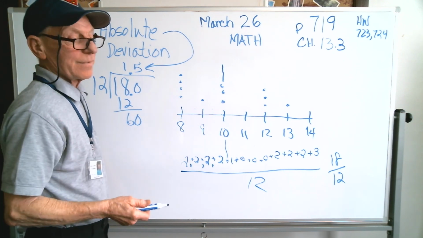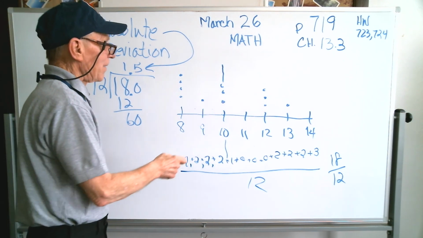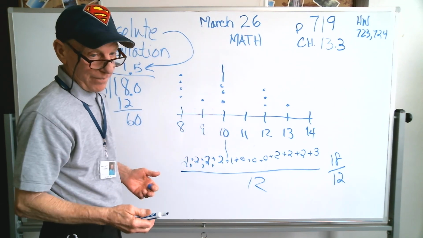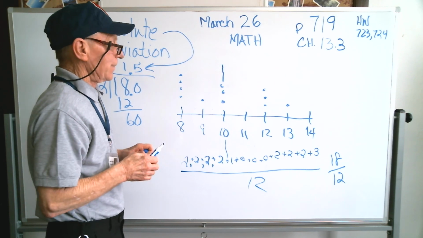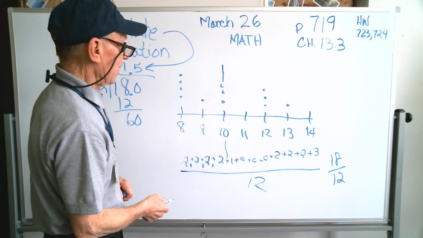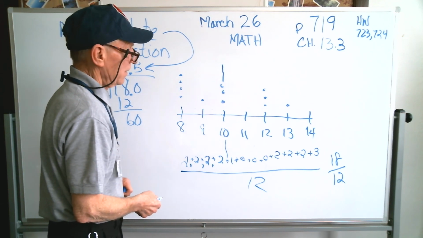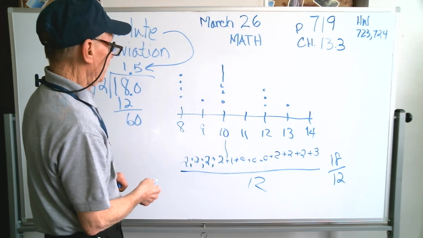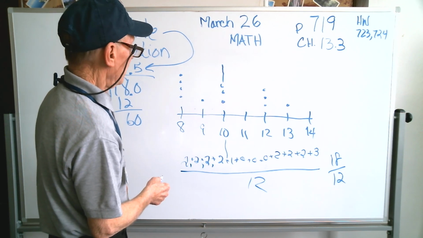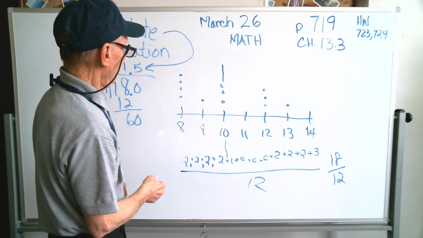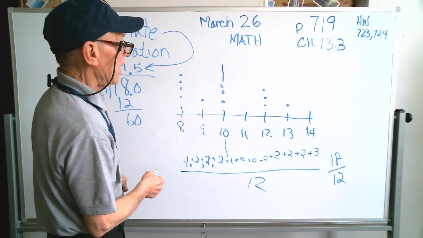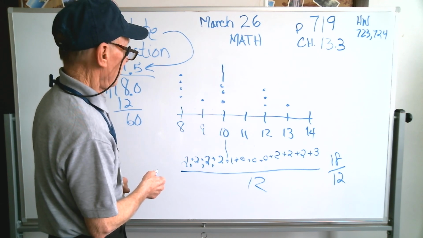So, and correct me if I've been calling this a median. I don't mean to call it a median. It's the mean. It's the average. It's not the median. It's not the middle point. Because if we were looking at the middle point of this set of numbers, the lowest number would be 8. The highest number would be 13.